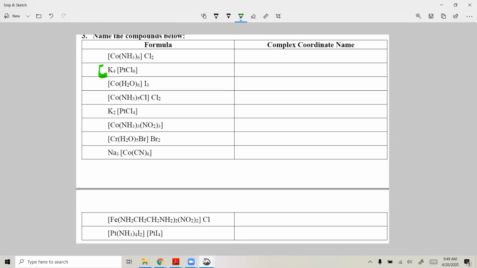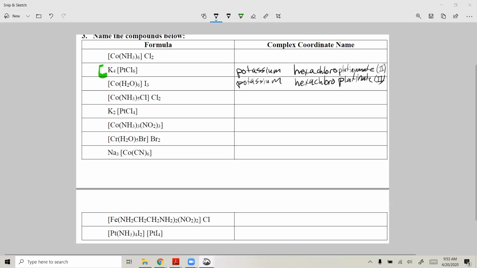There we go. As you're going through this, we wanted to start off with our positive part. So we should have our potassium going first. From there, we do have our ligands. So we're doing hexachloro, right? And that part we all seem to be in agreement about.